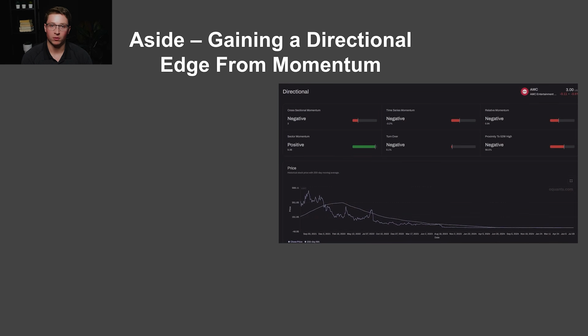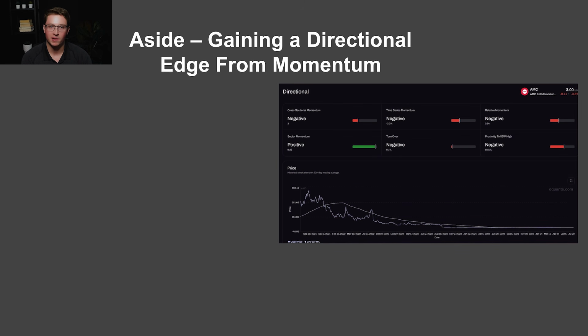On the OQuant's platform, we implement multiple forms of momentum. Time series momentum measures whether a stock's recent return is positive or negative. Cross-sectional momentum ranks stocks by performance and groups them into deciles. Relative momentum compares a stock's return to its sector or the broader market. And we also offer a few additional signals like turnover, sector momentum, and proximity to 52-week high.